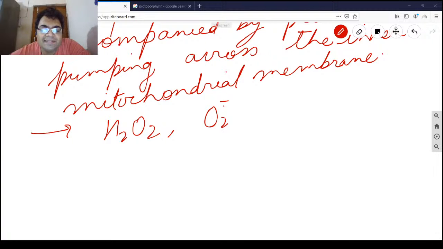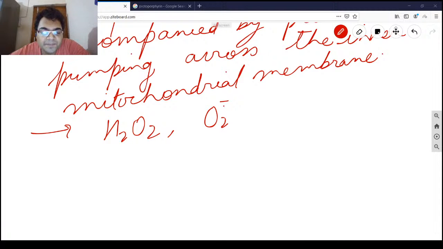So what happens is you can directly go for oxidative damage, and its cure is also present in the mitochondrial electron transport chain itself, okay, the cure is present.